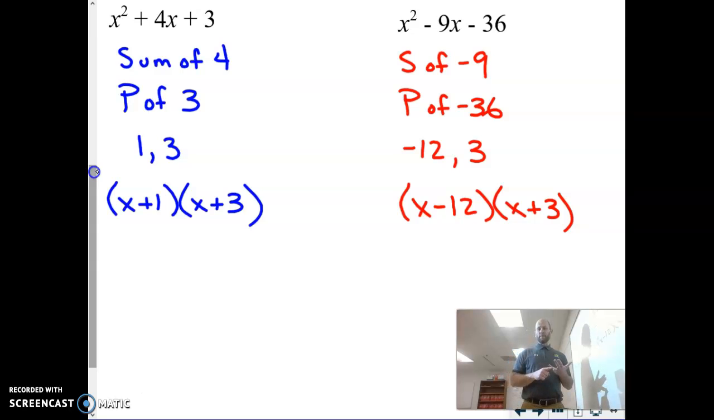If the middle term is positive and the last term, the constant term, is negative, then you'll have one of each, one positive, one negative, but the positive one will be larger. If the middle term is negative and the constant term is negative, that simply means you'll have a positive and a negative, and the negative one will be larger. And if you have a negative middle term and a positive constant term, then both of the values that you get will be negative.